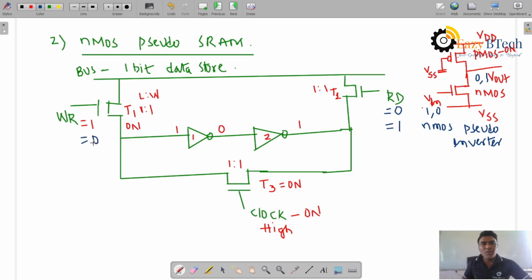Now write operation is equal to 0. This is off. Now what happens? The path is established. So through inverter 2, the data will be again replaced onto the bus. This is what happened now.